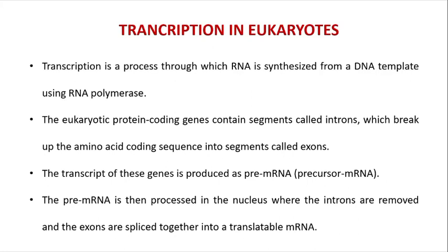So, the transcript of these genes is produced as a pre-mRNA. Then, this pre-mRNA is processed in the nucleus, where the introns are removed and the exons are spliced together into the translatable messenger RNA.